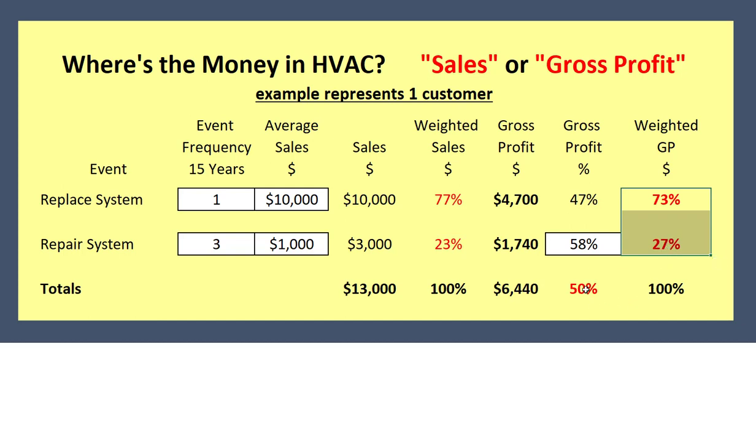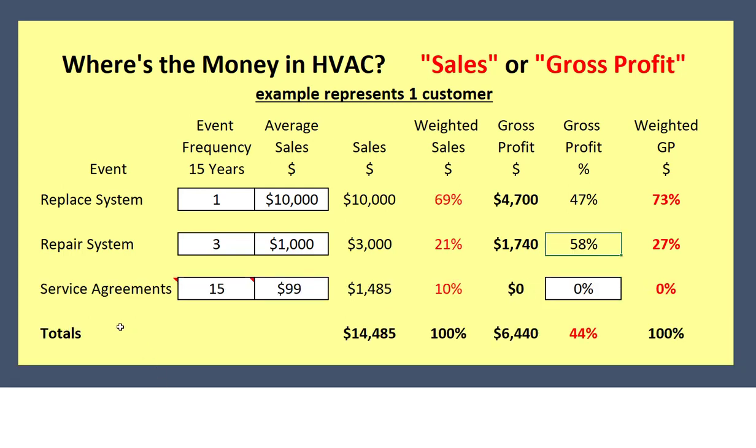Now the company right here is generating 50% gross margin, close to 50% gross margin. There are some decimals behind that I'm not showing. All right, so now I'm going to jump over to the next stream of revenue, and that's service agreements. So we have one system, $10,000 in 15 years.